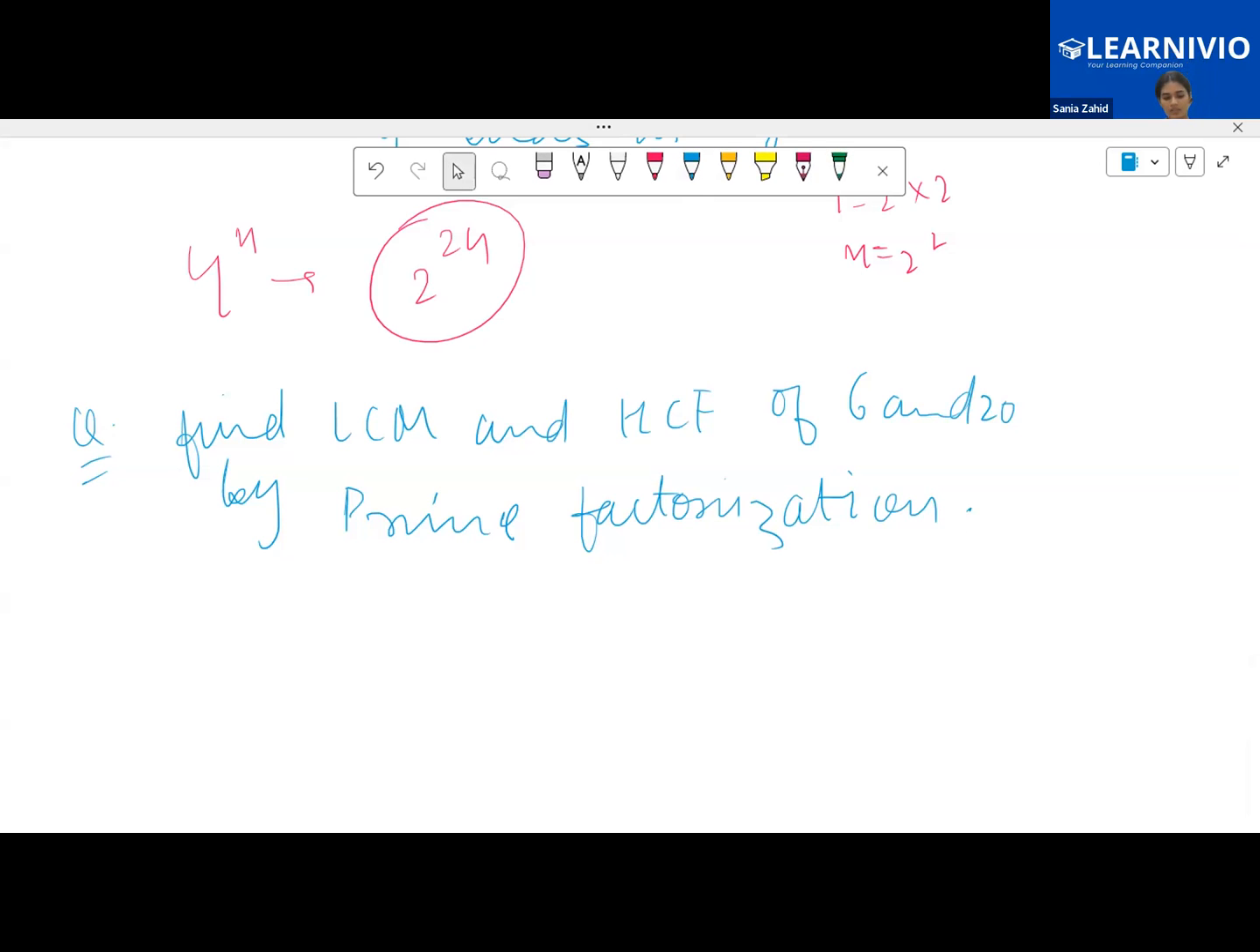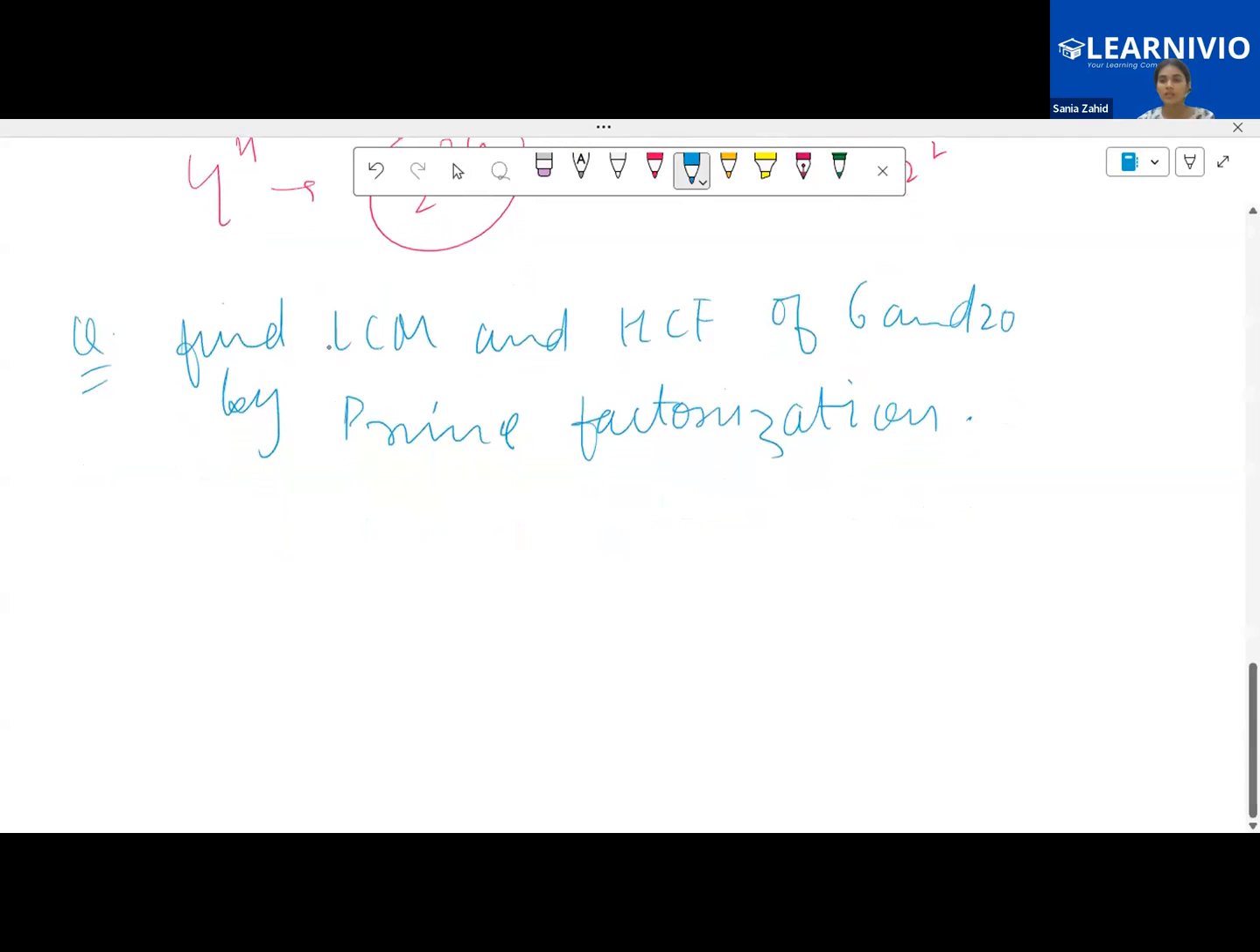Yes, if you're done, what's the answer? I'm done. The HCF is 2 and the LCM is 60. So if you're done, you have to tell me that you've done. Okay, so for 6, the prime factors will be, what are the prime factors? 2 and 3. And for 20, 2 into 2 into 5, which is 2 square into 5.